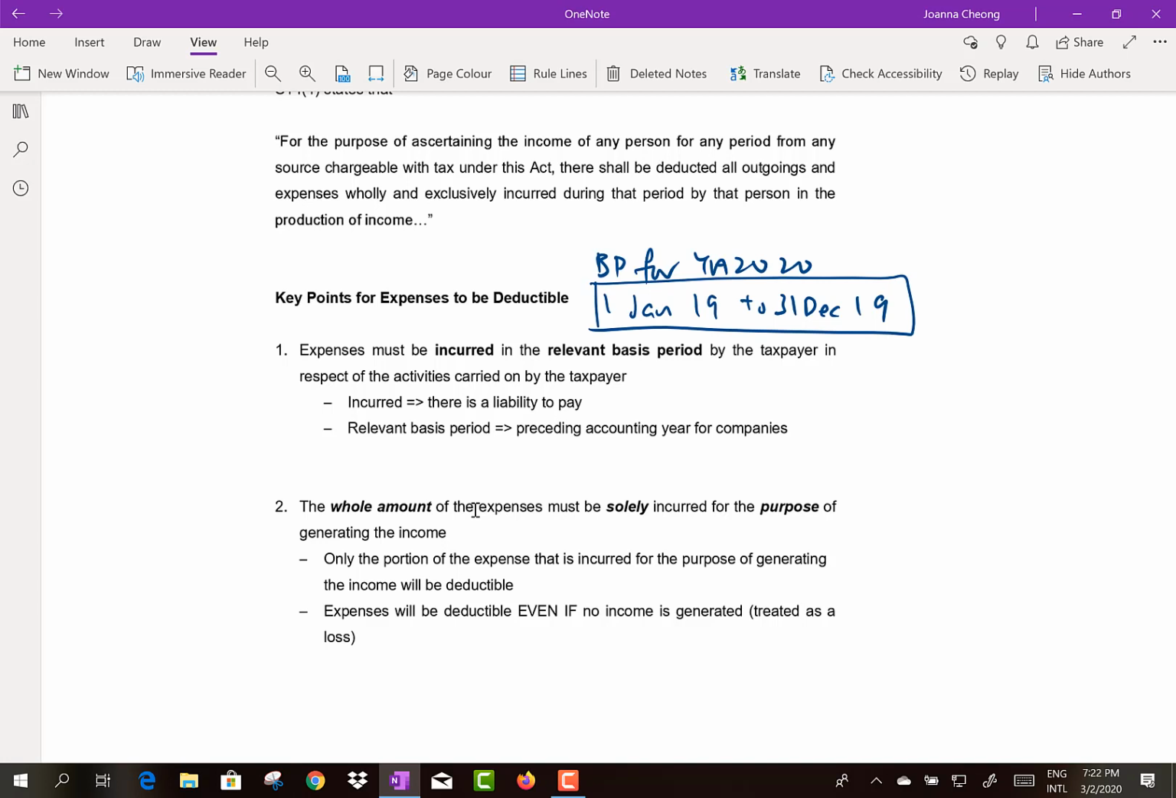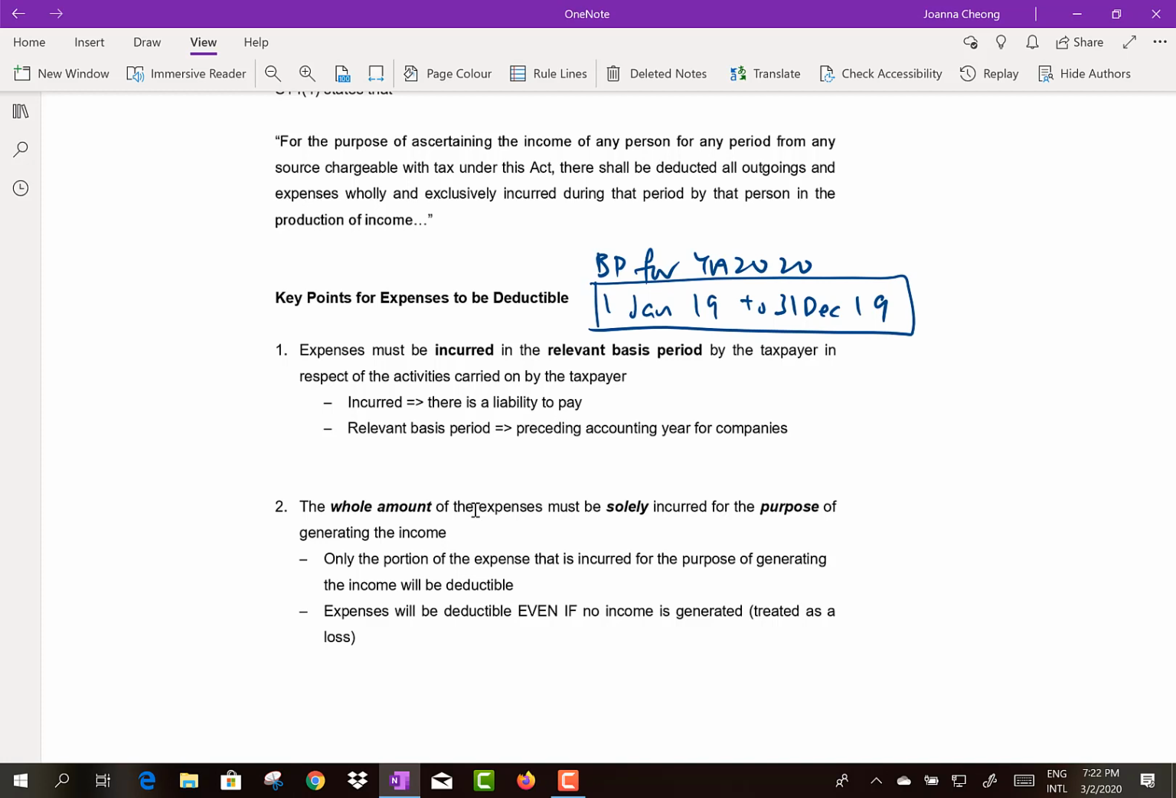Now the word incurred, must it be already paid? No, all right, not necessary. That means you have a liability to pay. You may not have already paid, all right? So it could be a payable, right? But then you will still be allowed to deduct. Okay, it is revenue in nature and it is not prohibited by section 15.